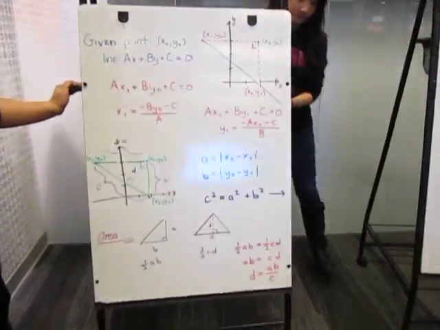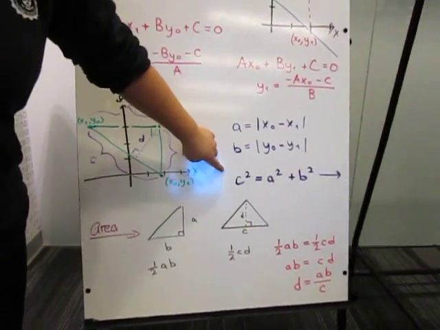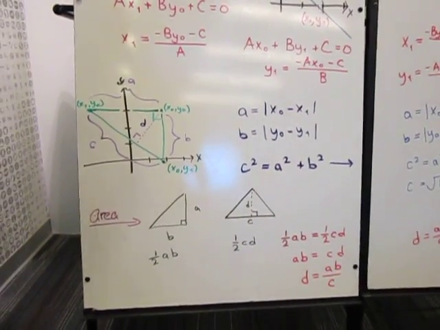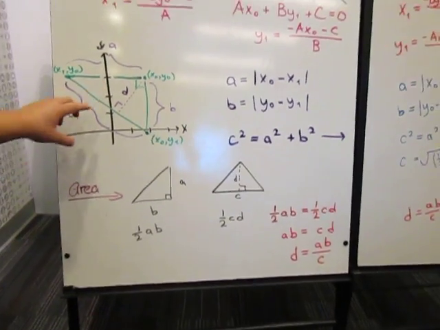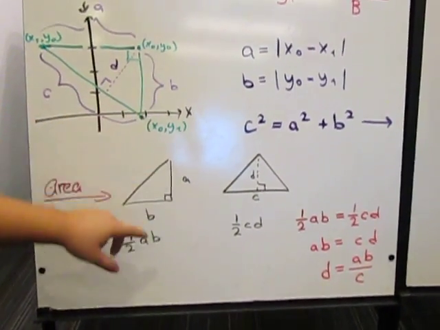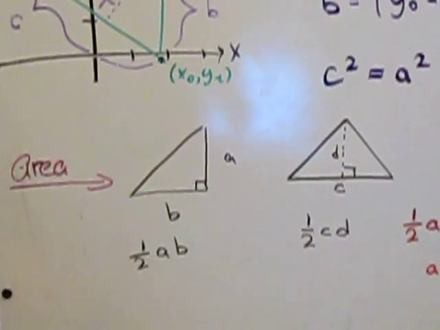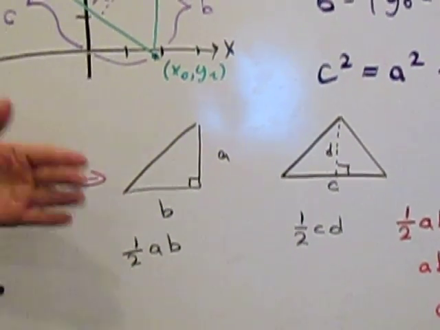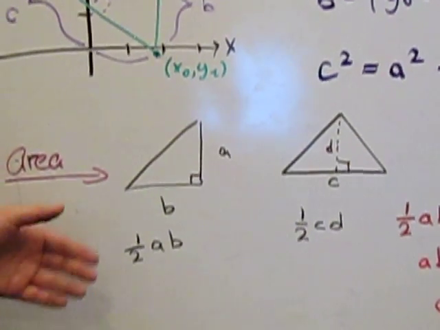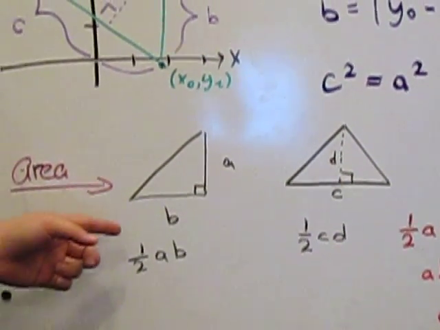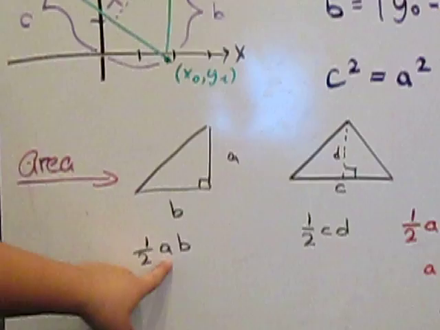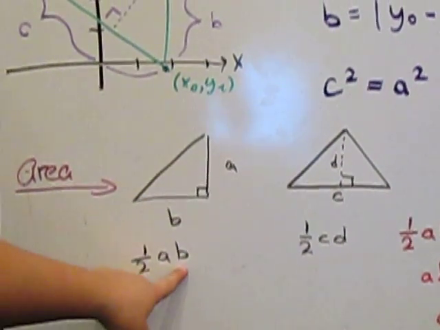So that's how we find C. Now, as we look at this triangle, if we rotate it like this, we can see that A is the height and B is the base of this triangle. Because you are ninth graders, you should know that the equation of the area of a triangle is 1/2 times A, the height, times B, the base.